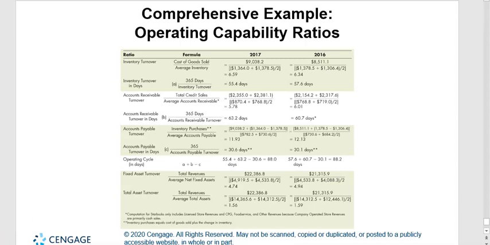Then on here, they give you a little table with all the ratios, and this is on page 4-41. It's for Starbucks.